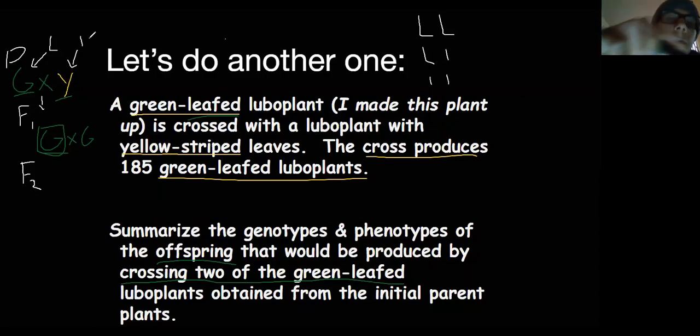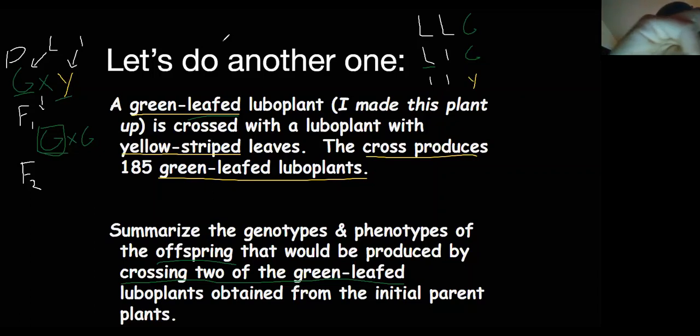What do I expect from these? Anytime I have a big L, because it's dominant, I should have a green. But now if I have two little l's, I'm going to expect yellow. So what does that mean for my F2 generation?